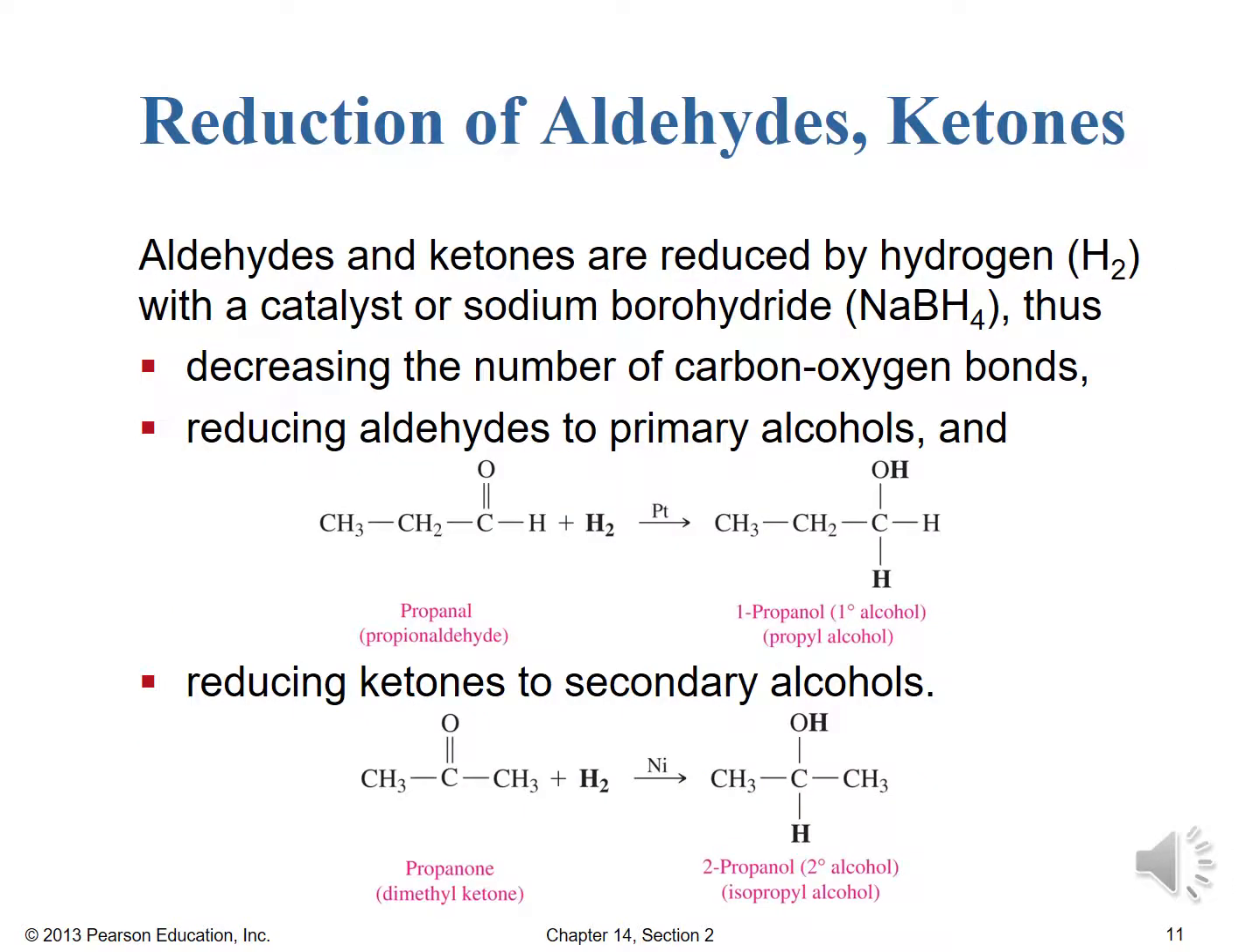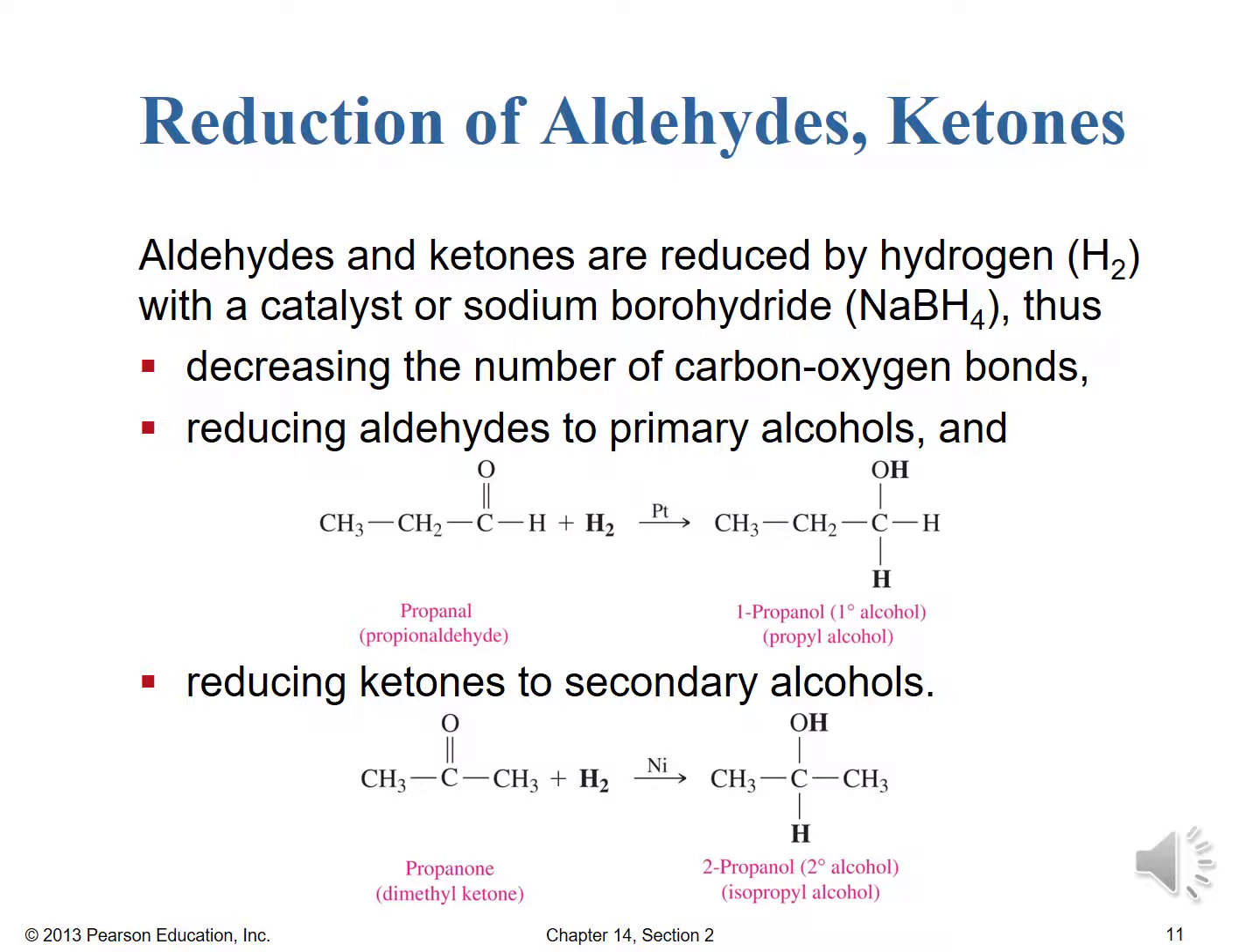So up until now, we've discussed the oxidation of aldehydes and the fact that ketones don't oxidize under normal conditions. So here's a chance to discuss the reduction of aldehydes and ketones, give the ketones some chance to react here. So aldehydes and ketones can both be reduced by either hydrogen with a catalyst or by sodium borohydride, NaBH4. And as a result, you'll decrease the number of carbon-oxygen bonds, right? That's one of our definitions of reduction in organic chemistry.